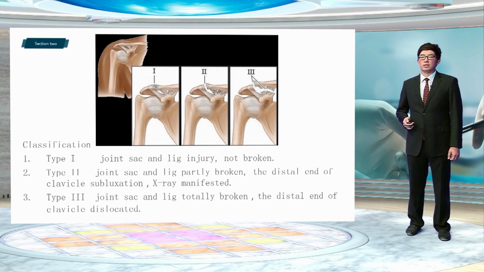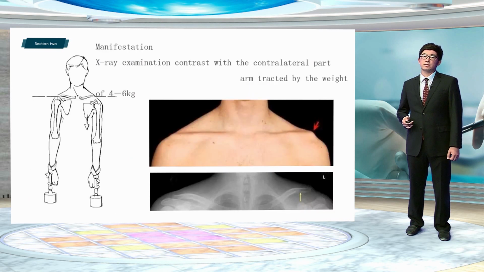For the classification, we can classify it into 3 types. Type 1 is the joint sac and ligament injury, not broken. Type 2 is the joint sac and ligament partially broken, with subluxation of the distal end of clavicle. The X-ray can show it. And type 3, the joint sac and the ligament totally broken, with the distal end of clavicle dislocated.